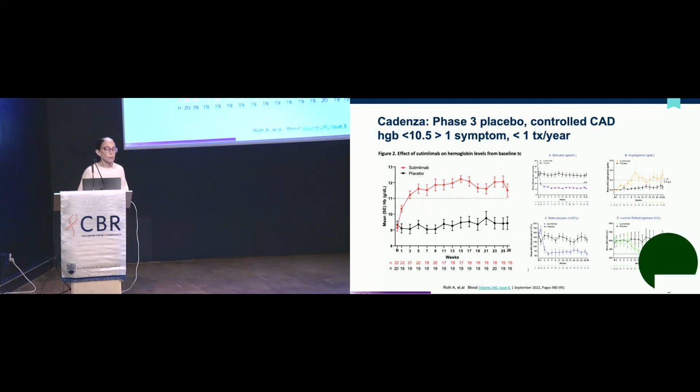So CADENZA was a phase 3 placebo-controlled trial, hemoglobin less than 10.5, multiple symptoms for CAD, but less than 1 transfusion in a year. So this was a, quote, milder population. And again, you could see the same thing. You can see that here's the sutimlimab arm, and it goes up pretty nicely. And here's week 4, the hemoglobins are up to 12.